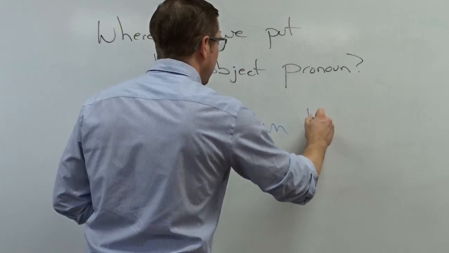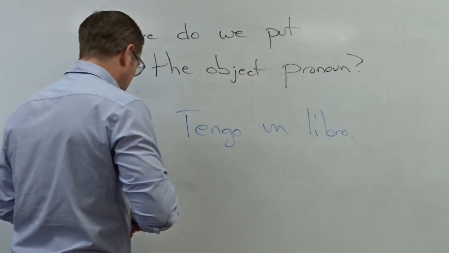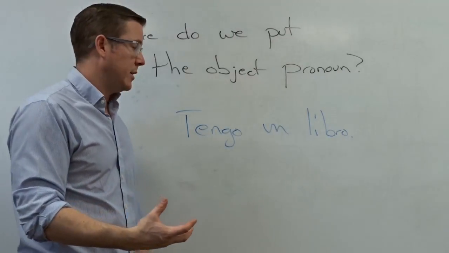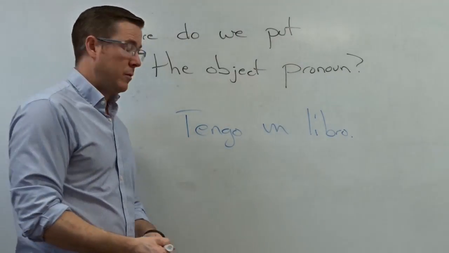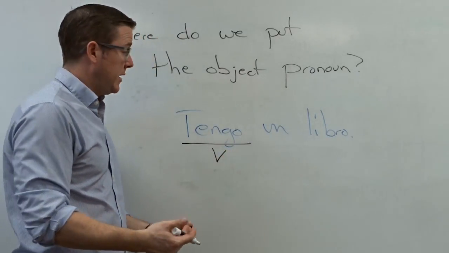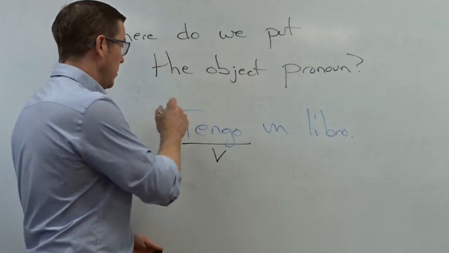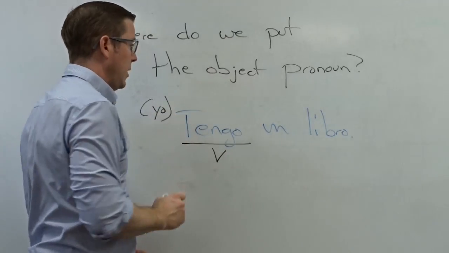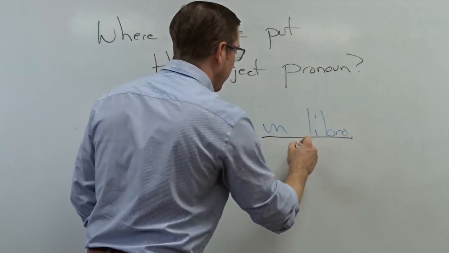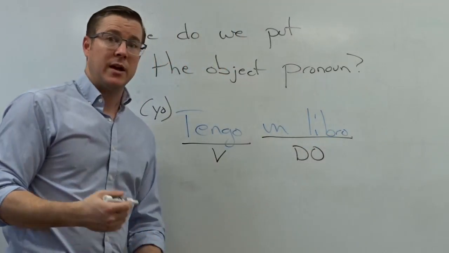Tengo un libro. Let's identify first what our direct object is. Find the verb. Okay, the verb is here. Now, what's the subject? It's not given, but I know that tengo is the yo form. All right. Now, ¿qué tengo? What do I have? Un libro. That's my direct object.